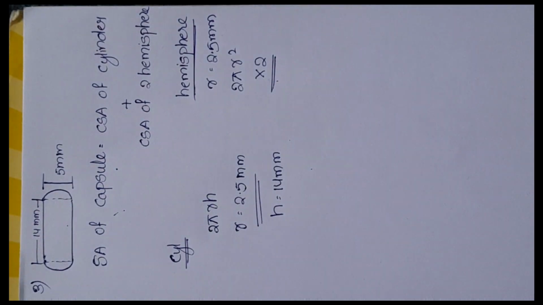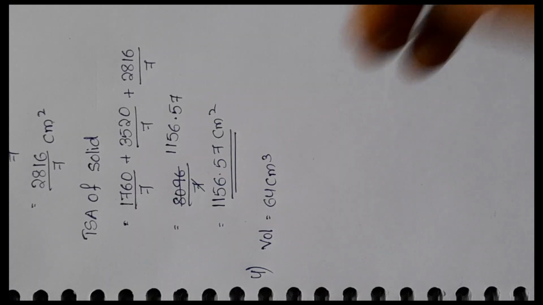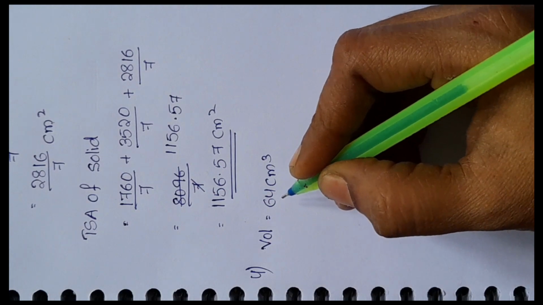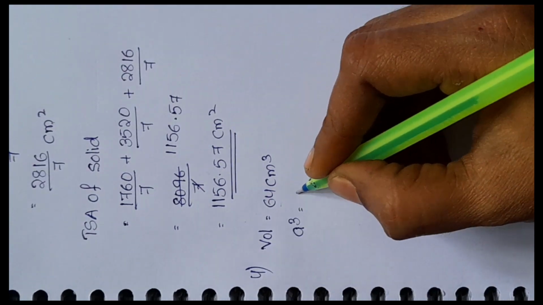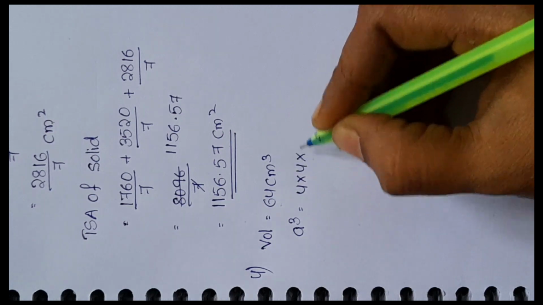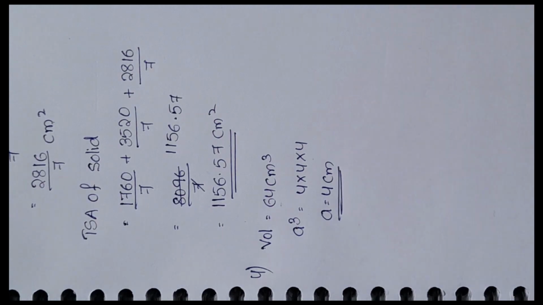Let us move to question number 4. Two cubes each of volume 64 centimeter cube are joined end to end together. Find the surface area of the resulting cuboid. Here the volume is given as 64 centimeter cube. The formula for the volume is a cube. To get the value as 64, the value of a becomes 4. So the side is 4 centimeters for the cube.